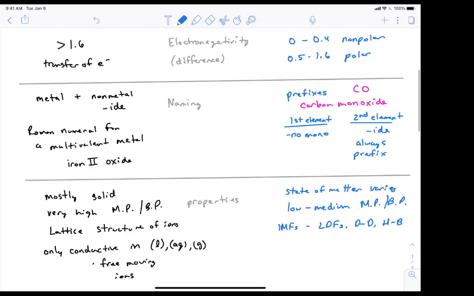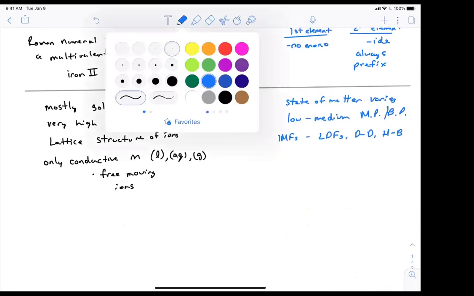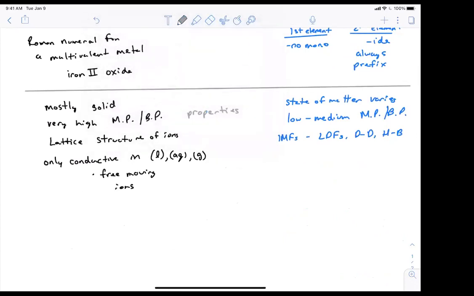I think those are the main things I wanted to kind of compare between these. So we'll stop there on the table.